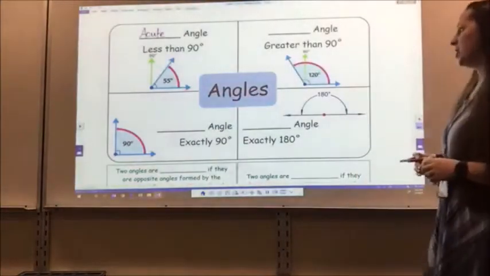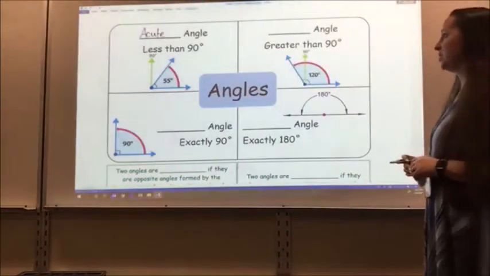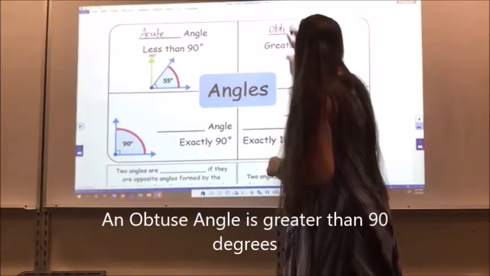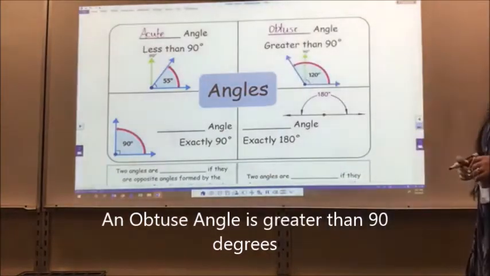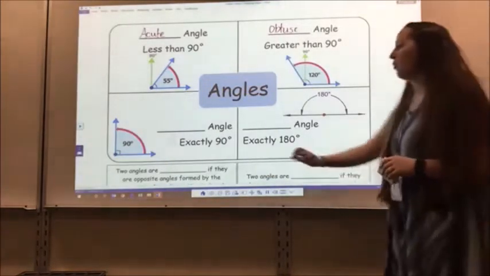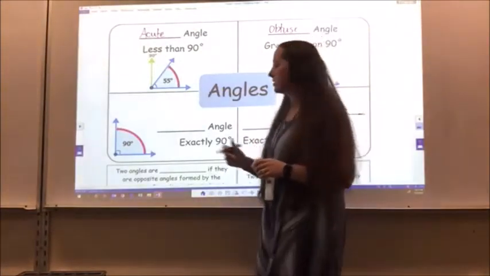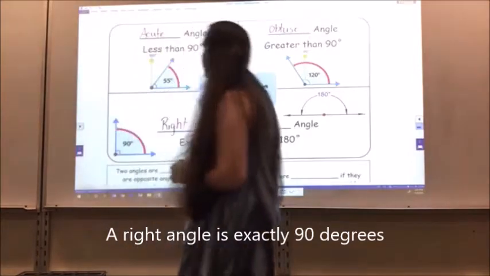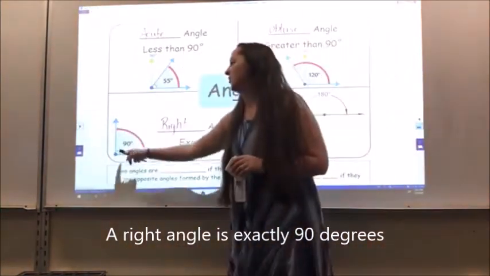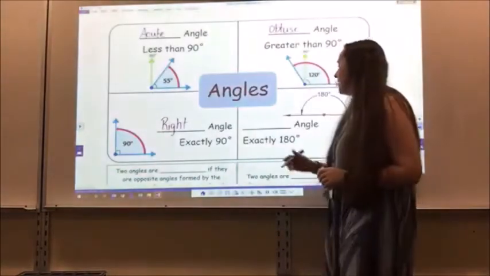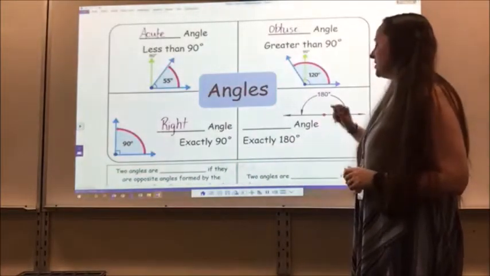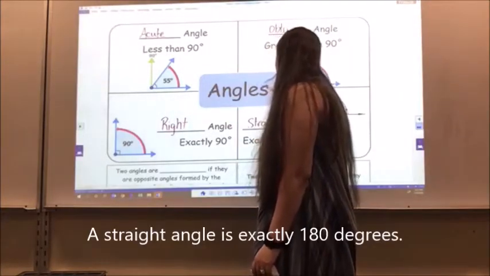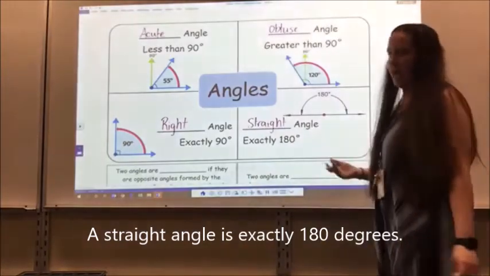The second angle we're going to talk about is ones that are greater than 90 degrees. Those are obtuse angles. Okay, obtuse angles are greater than 90 degrees. And then angles that are exactly 90 degrees are right angles. So normally right angles form walls and buildings, things like that. And then angles that are exactly 180 degrees are straight angles. Also straight line, straight angle.